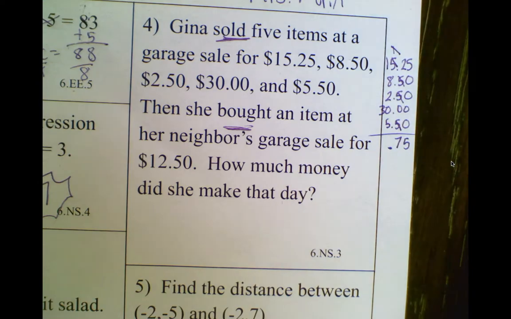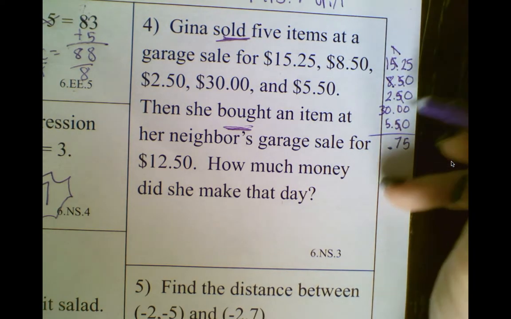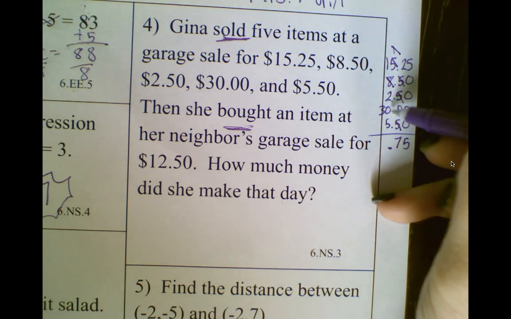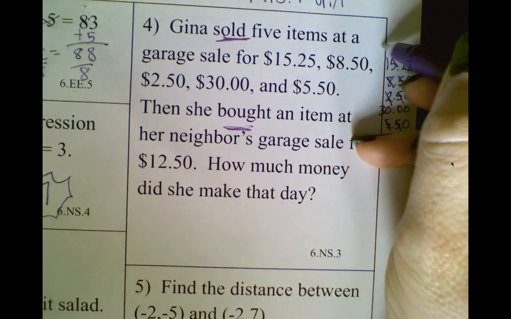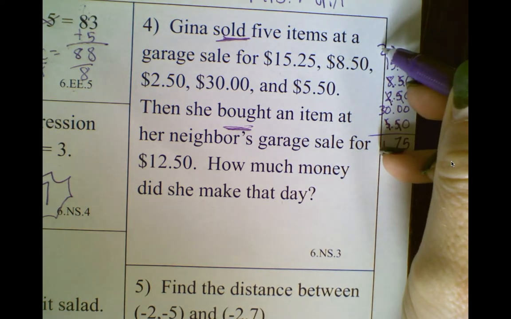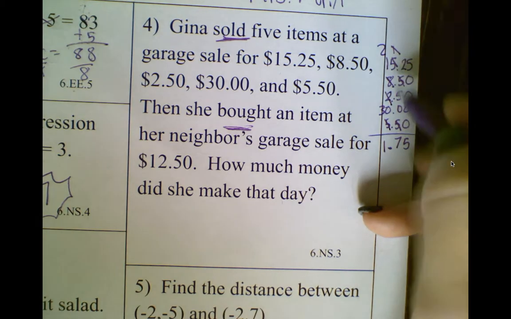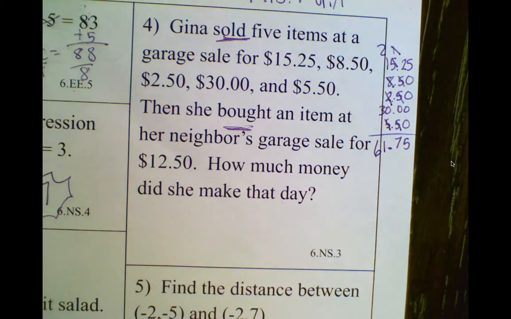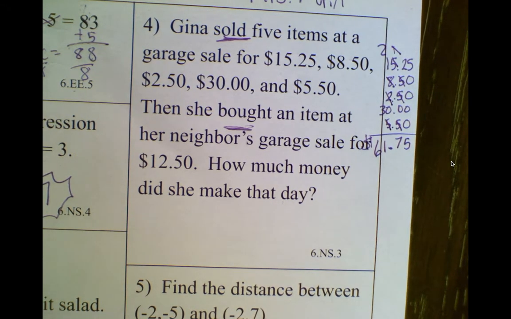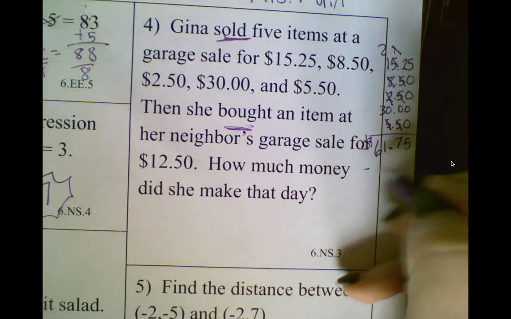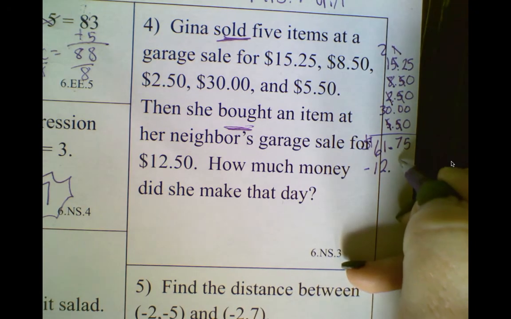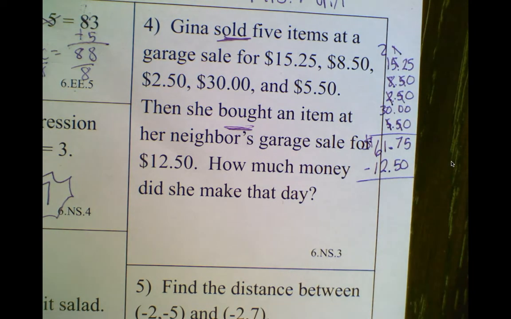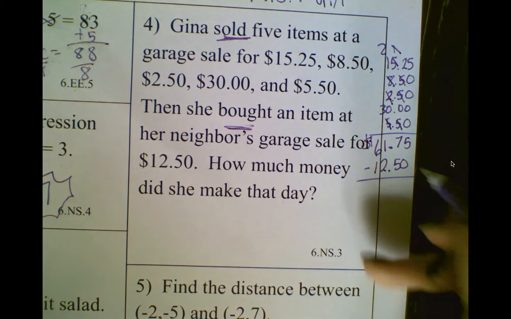5 plus 1 is 6, 6 plus 8 is 14, 15, 16, and then 21, carry your 2, drop your 1. 2 plus 1 is 3, and plus another 3 is... Okay, so she made at her garage sale $61.75, but she went to a neighbor's garage sale and bought something for $12.50. These garage sale prices are really high.